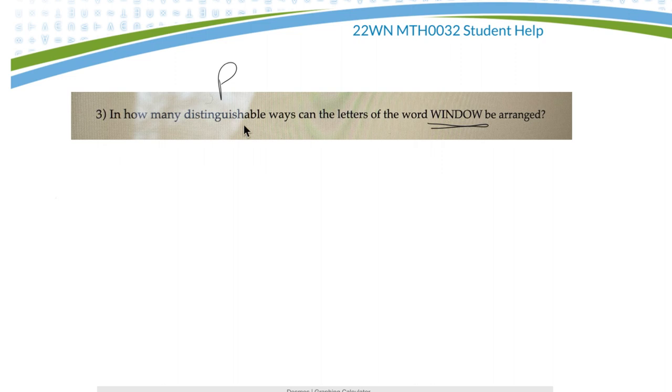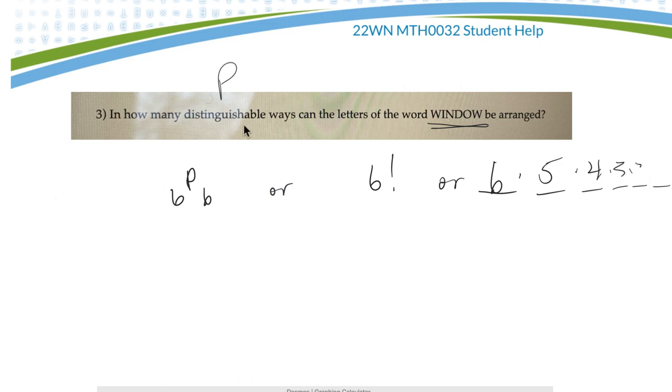So to arrange those 6 letters, I could say it's 6 permutations of 6, or you could just say 6 factorial. Or you could go like this, 4, 5, 6, and say there's 6 things I could put in there, and then 5 times 4 times 3 times 2 times 1.